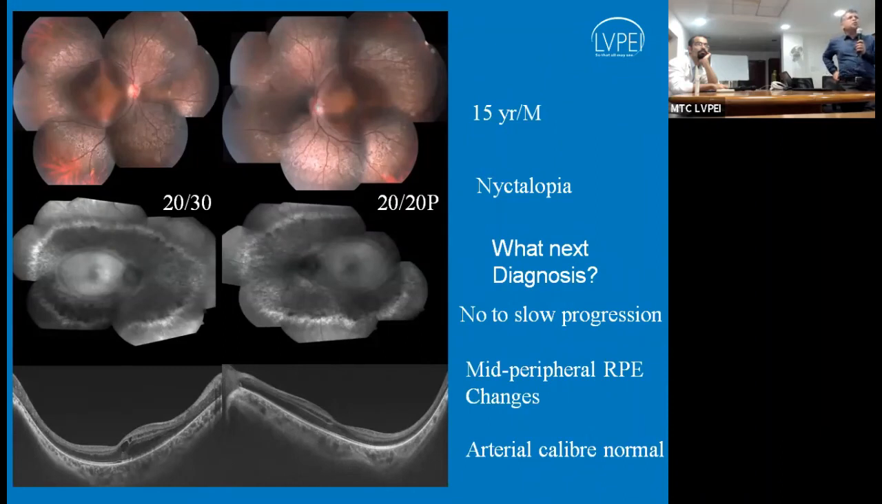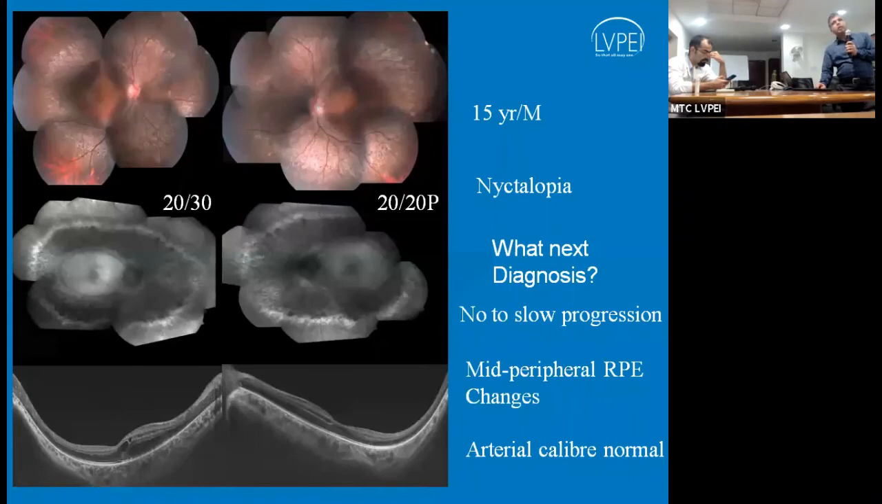This case refers to the question put in the chat box about enhanced S-cone syndrome. This is a picture of both the eyes. This 15-year-old male had nyctalopia. Vision was 20/20 and 20/30. Now we have a nummular pattern of RP changes around the optic disc and the arcade. Had nyctalopia. Now what test? Of course, again, same autofluorescence, OCT, you see a few intraretinal cystic spaces, and it is not progressive.